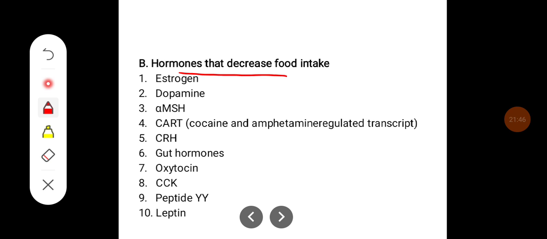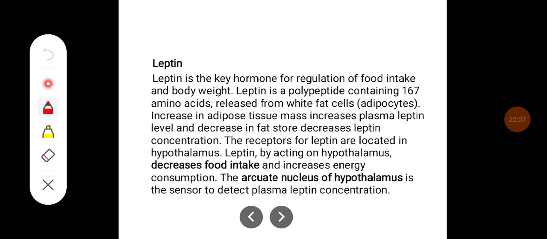Hormones that decrease the food intake are estrogen, dopamine, alpha MSH, CART, that is cocaine and amphetamine regulated transcript, corticotropin releasing hormone, gut hormones, oxytocin, CCK, peptide YY, and leptin. Leptin is the key hormone for regulation of food intake and body weight.